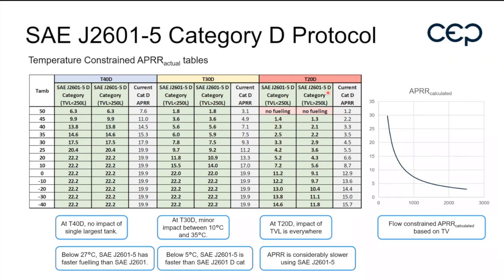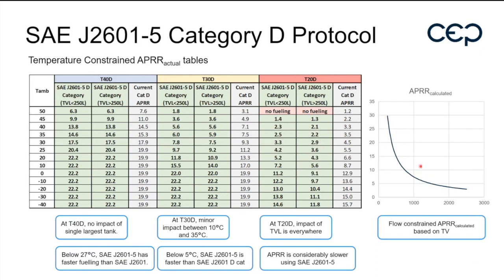And then for T20D, there we have a large impact. So T30, not so much impact, very small difference. But for T20D, the impact is all over the line. And of course, APRR is quite slow when you use the -5 version. So my personal impression is that T30 might be a quite good one.